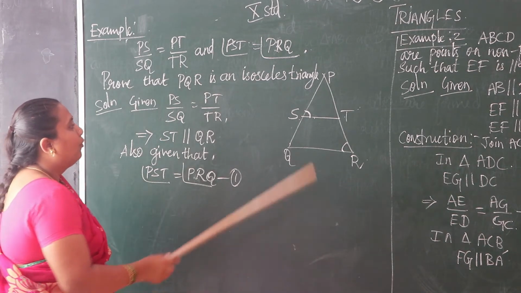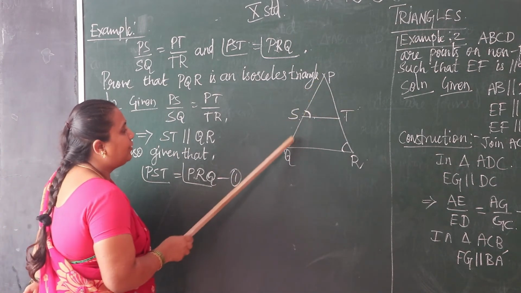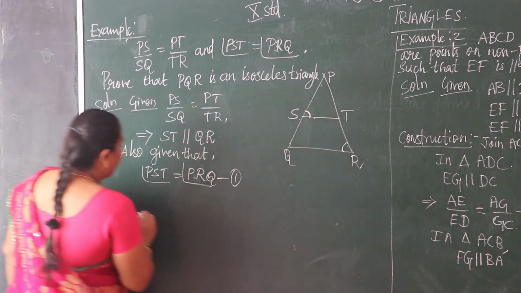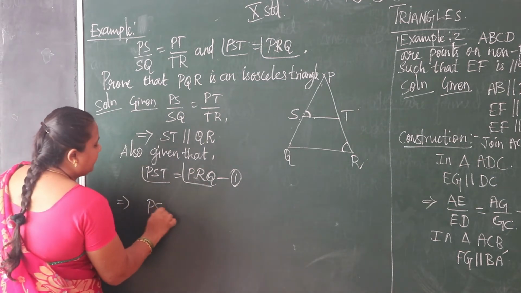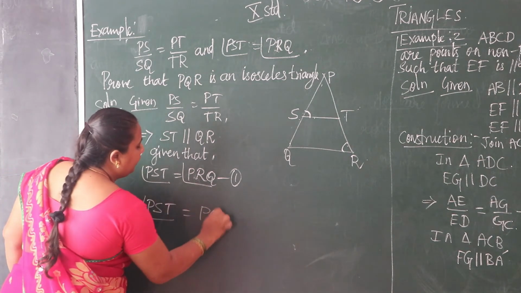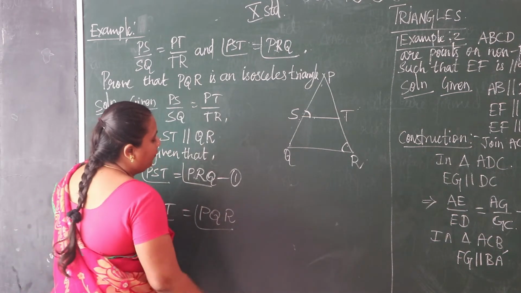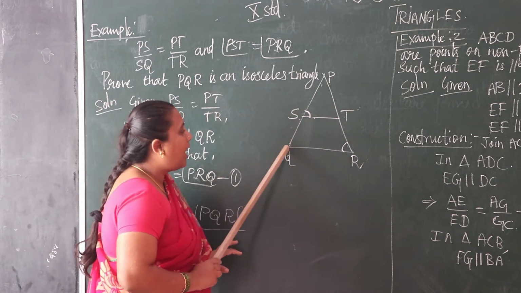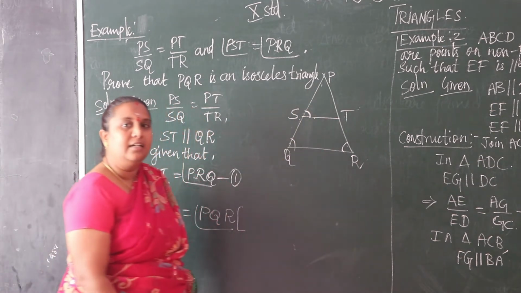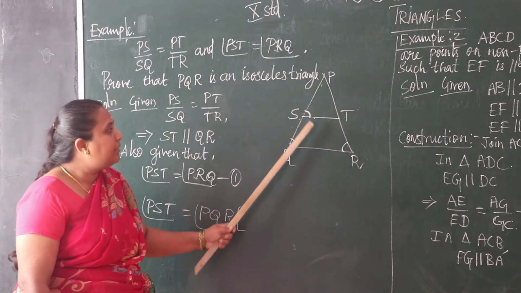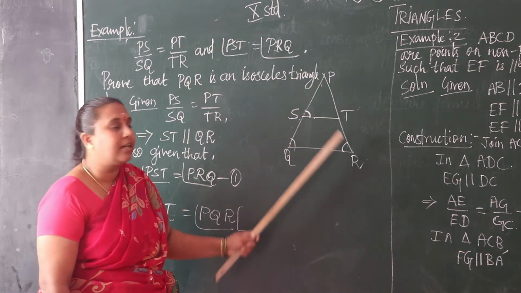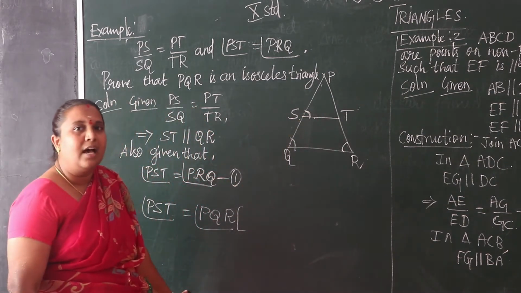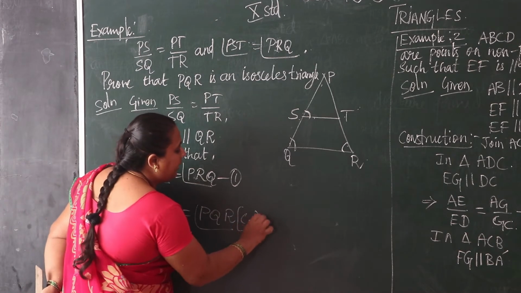Okay, so now we know angle PST equals angle PQR. So why are we saying PST equals PQR? These two angles are the same because ST is parallel to QR. So these two are parallel lines, which means we can say these two angles are corresponding angles.